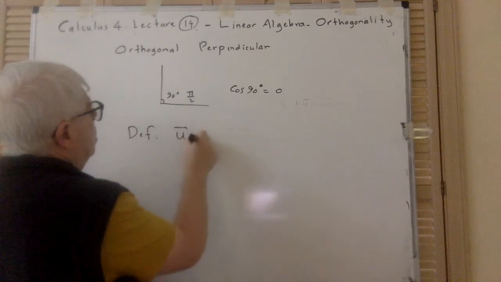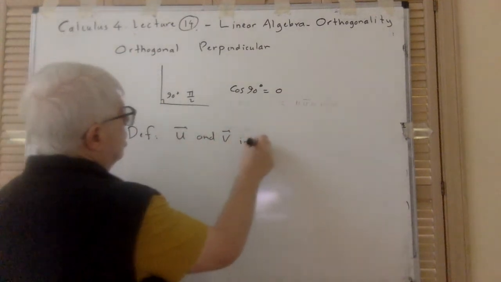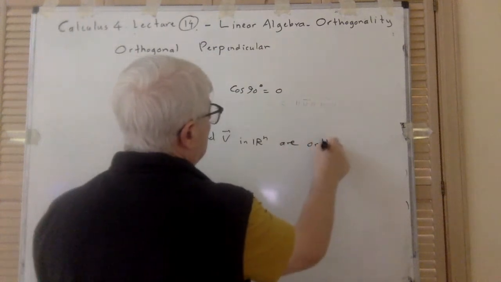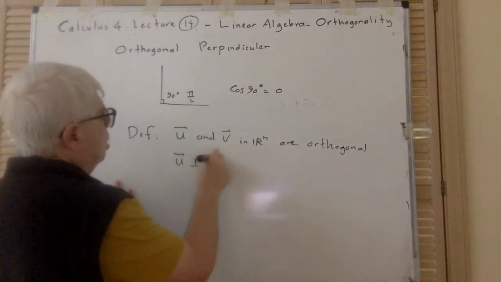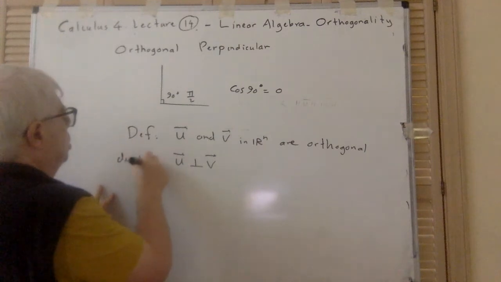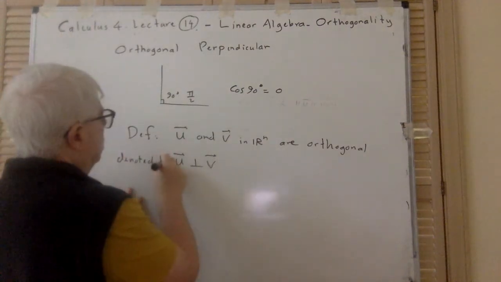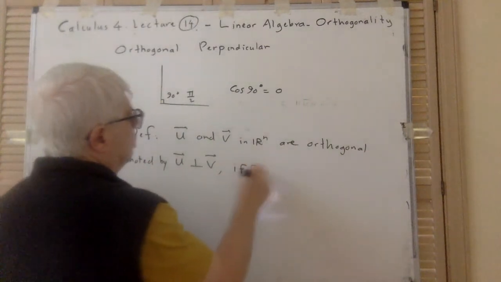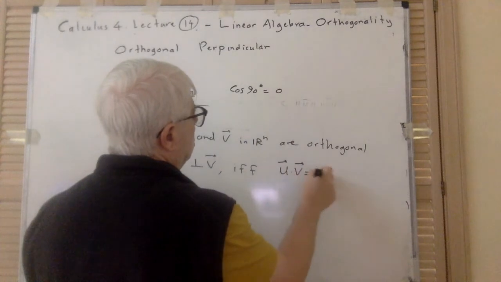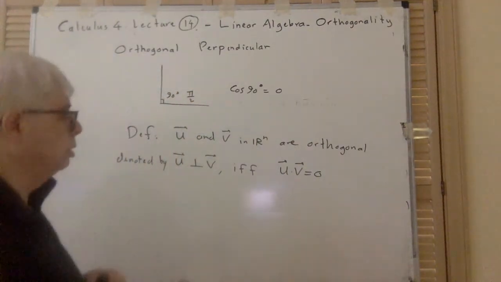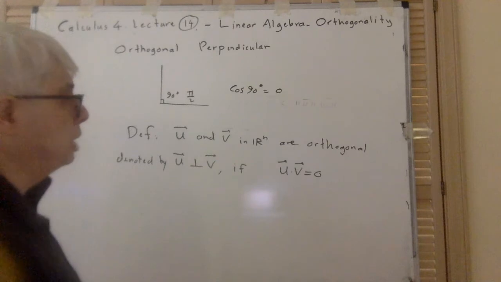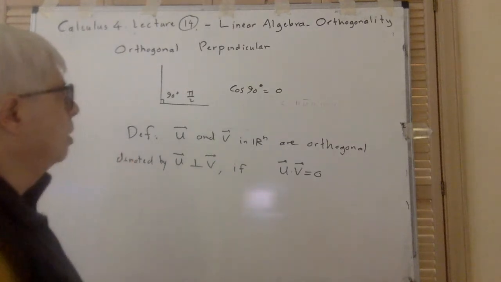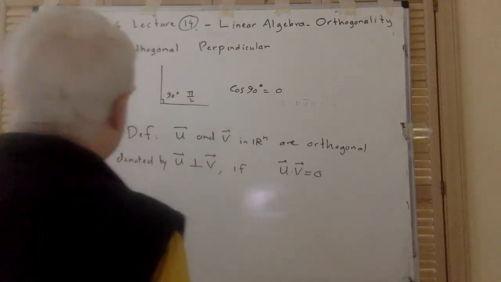Definition: u and v in Rn are orthogonal, and we denote this by this symbol, which we might have seen. There are other ways to denote it. If and only if u dot v is 0. There is no more to it, that's the definition. If that happens, then we say that they are orthogonal. So let's see what we can get out of this.